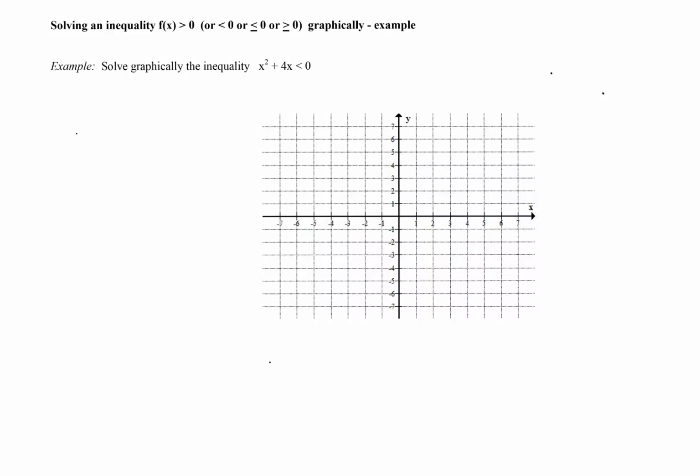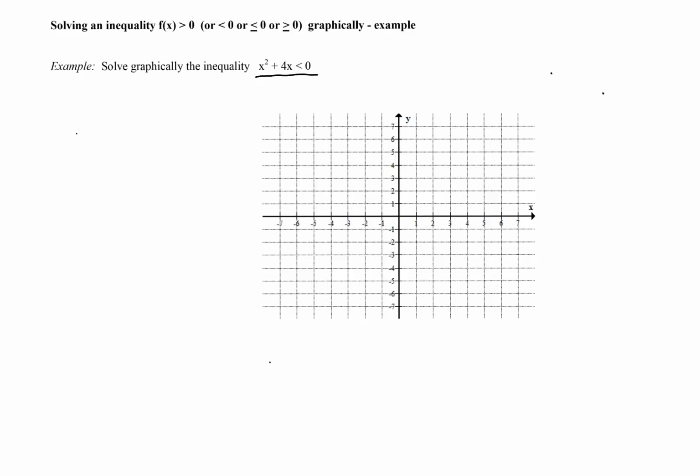The first step in solving an inequality is to write it in the standard form. An inequality is in standard form if it is written in such a way that the zero is on the right-hand side. In our example, the inequality is already in the standard form. It's x squared plus 4x on the left-hand side and 0 on the right-hand side.